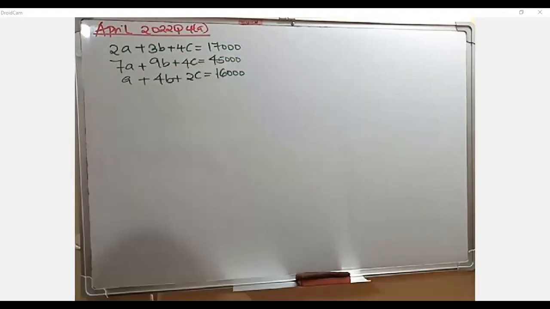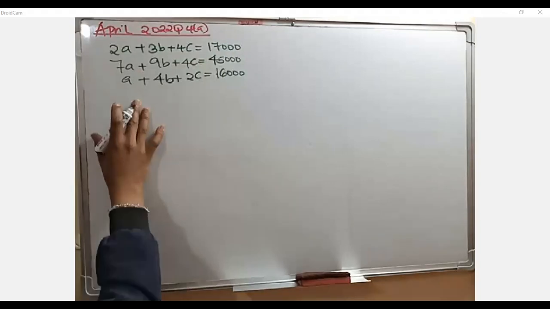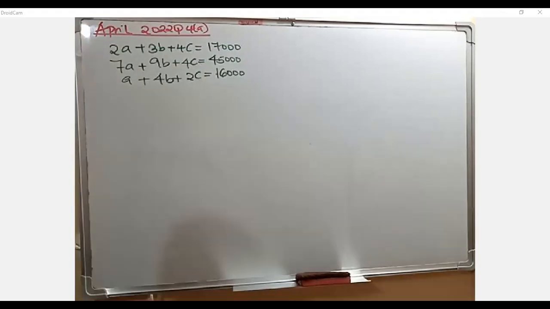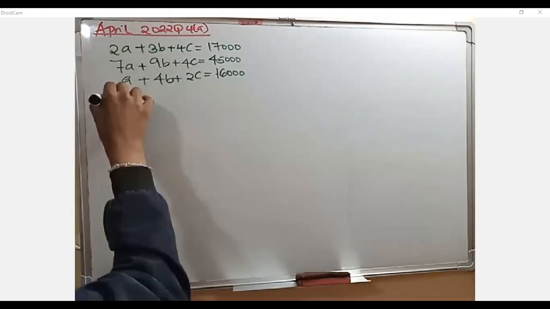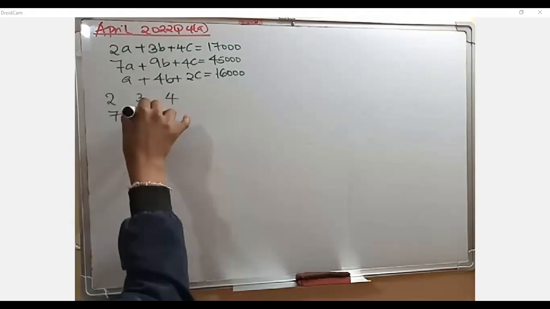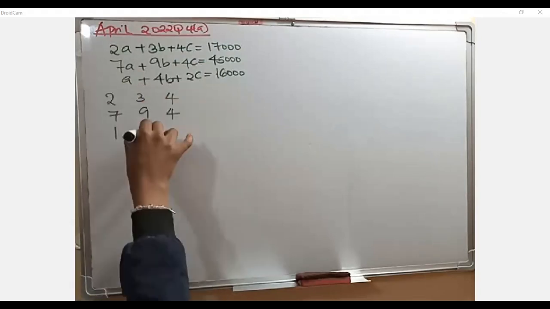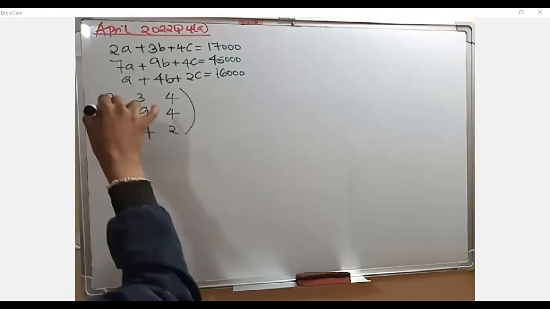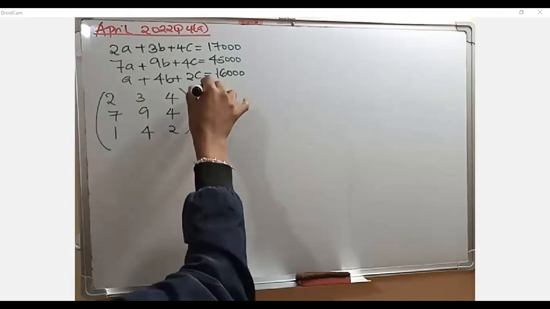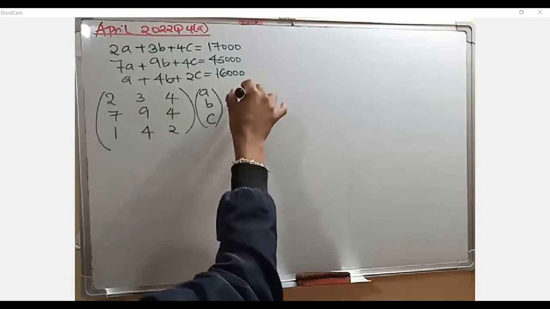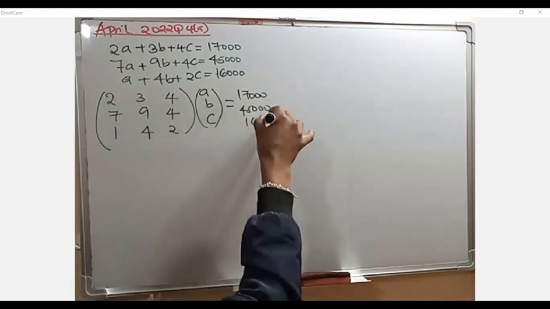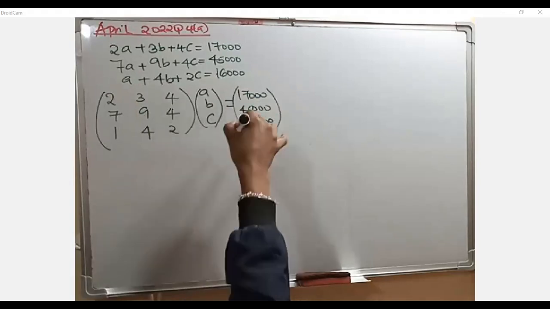I just want to write this in matrix form. I take the values and leave the unknowns. So it will be 2, 3, 4, 7, 9, 4, 1, 4, and 2. Then my unknowns are A, B, and C, which should be equal to 17,000, 45,000, and 16,000. Let us use Cramer's rule to solve the 3 by 3 matrix.